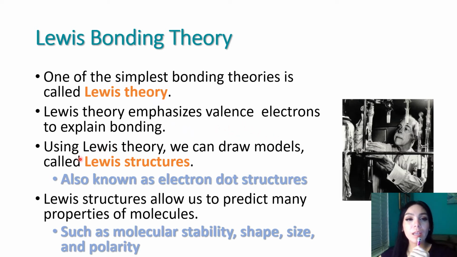So in this theory, we draw something called Lewis structures. These are our models that help us convey how chemicals bond together, atoms bond together. And you can also call them electron dot structures. They have dots, you'll see why. And they also help us predict many properties of molecules like stability, shape, size, and polarity, which are things that we will learn about in this chapter.